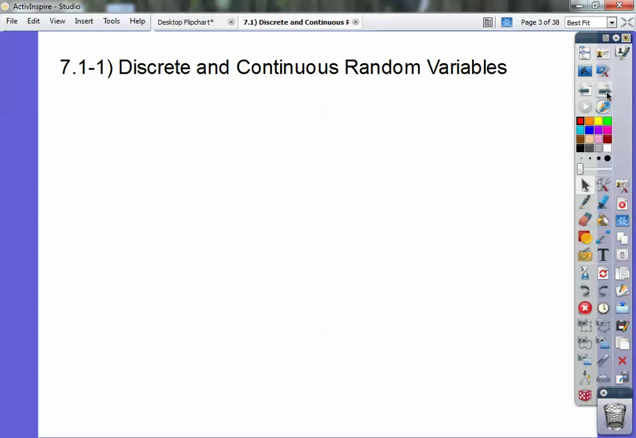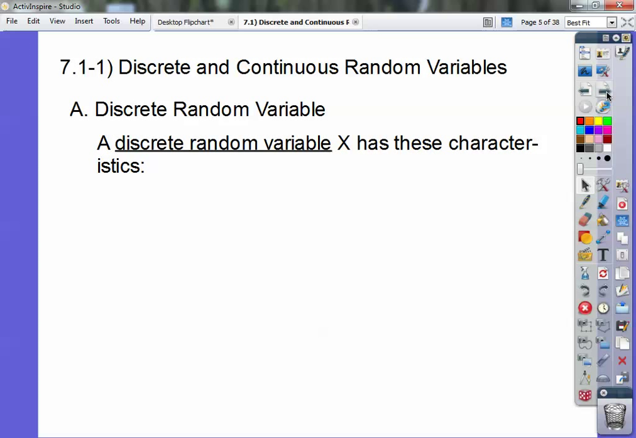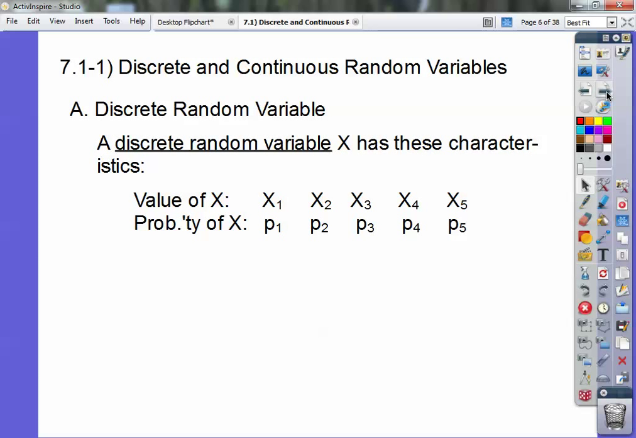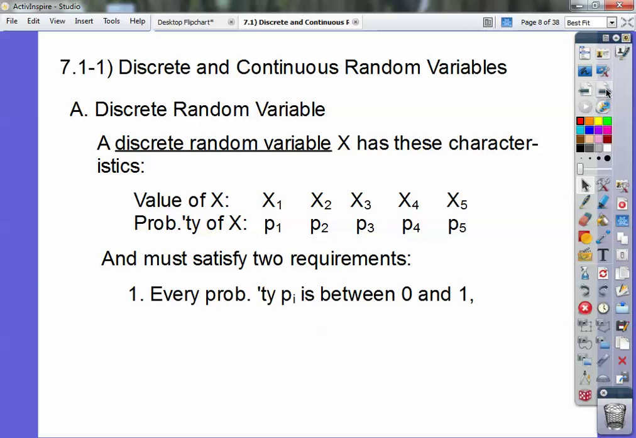Okay, so this is called discrete and continuous random variables. This is section 7.11. A discrete random variable is a random variable x such that these characteristics occur, you guys. The value of x, it doesn't matter how many x's you have right here. Whatever these values are, I can keep going, x sub 6, x sub 7, and so on. And each one is assigned a probability. So the probability p1 would be for x sub 1, this would be for x sub 2, the probabilities, and so on, okay? And they must satisfy these requirements.